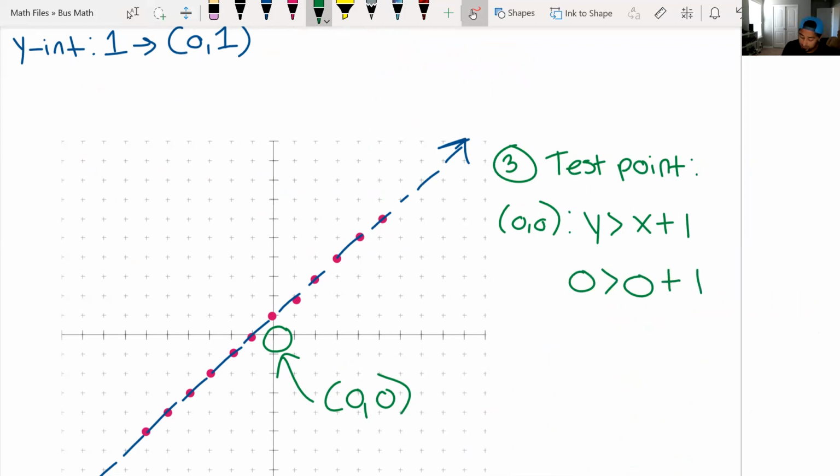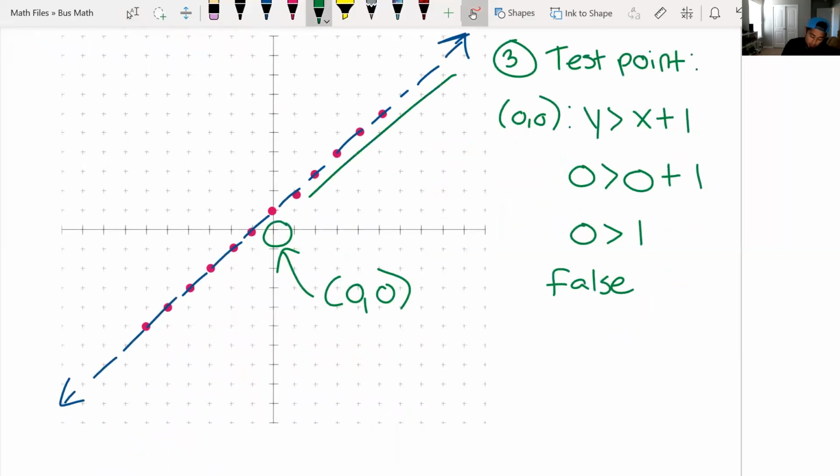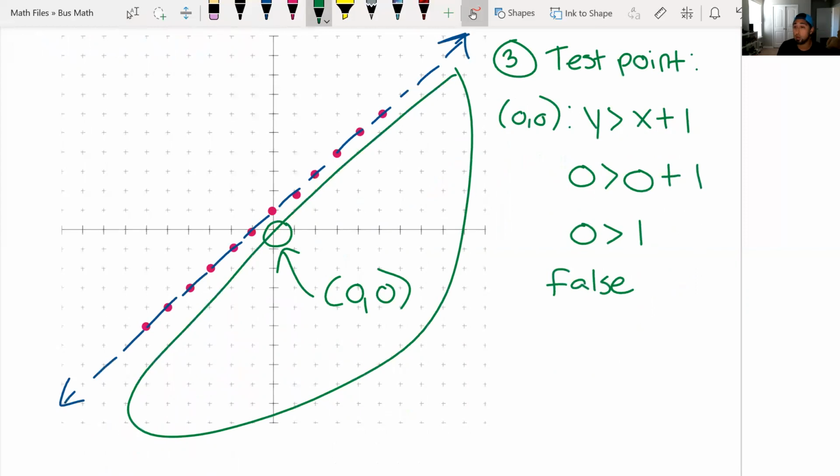We get the inequality statement that 0 is greater than 1. Is 0 greater than 1? And that is false. So what that means is that our test point of 0, 0 happened to be false, which means that if you pick any other numbers below this line, they will also be false, which means that we don't shade the right side, we will shade the left side, the side above the line, because any point above that line is actually going to be true.